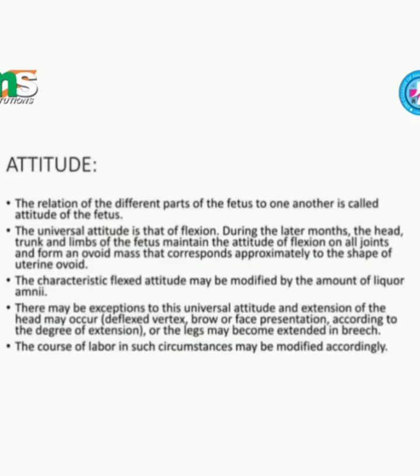Attitude. The relation of the different parts of the fetus to one another is called the attitude of the fetus. The universal attitude is that of flexion. During the later months, the head, trunk, and limbs of the fetus maintain the attitude of flexion at all joints and form an ovoid mass that corresponds approximately to the shape of the uterine ovoid. The characteristic flexed attitude may be modified by the amount of liquor amnii. There may be exceptions to the universal attitude, and extension of the head may occur, giving vertex, brow, or face presentation according to the degree of extension, or the legs may be extended in breech. The course of labor in such circumstances may be modified accordingly.